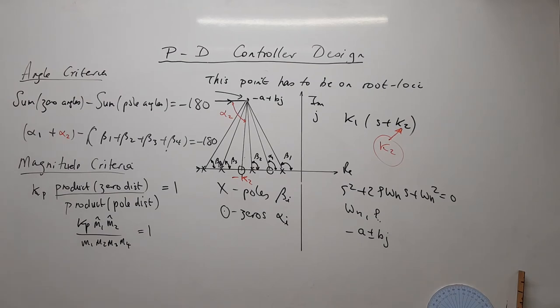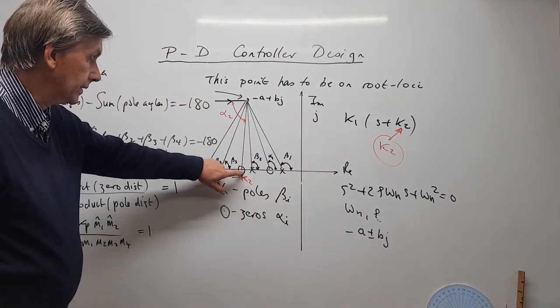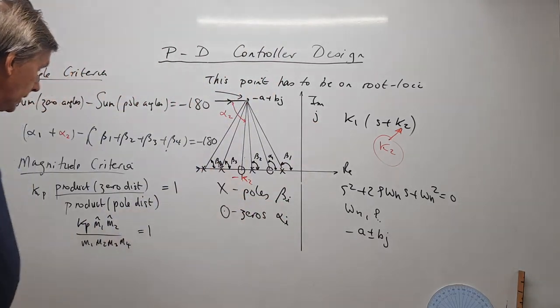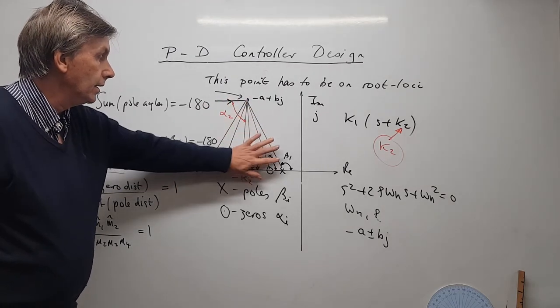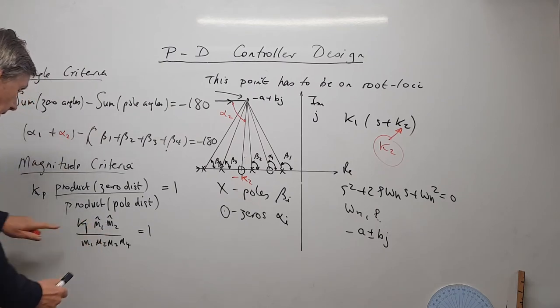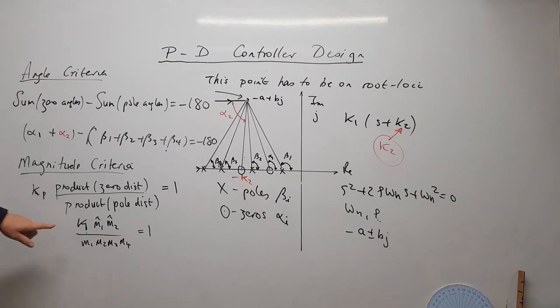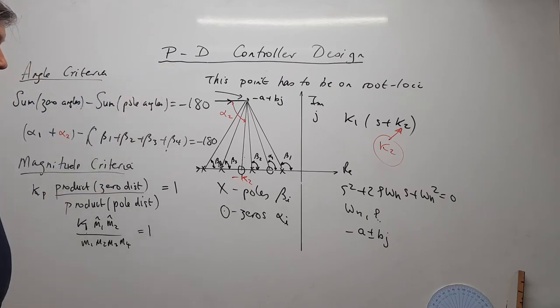Once we've done that then, we need to get K1. So if we then fix this point at minus K2, we could then apply the magnitude criteria to this diagram now, and bingo, we would get K1 from it. So that's our basic PD design philosophy, if you like.